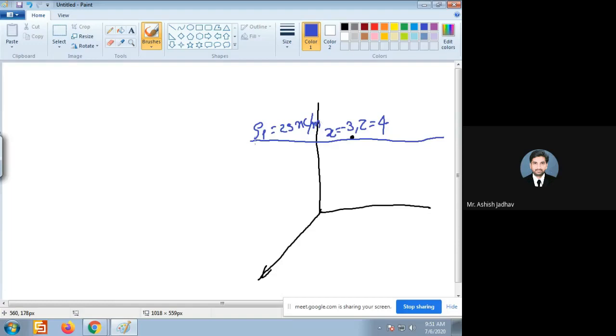Now in the second part of this, we need to find the electric field intensity at point P. And the point P is located somewhere here. Right, because the coordinates of point P are, what are the coordinates? Point P, coordinates of point P.